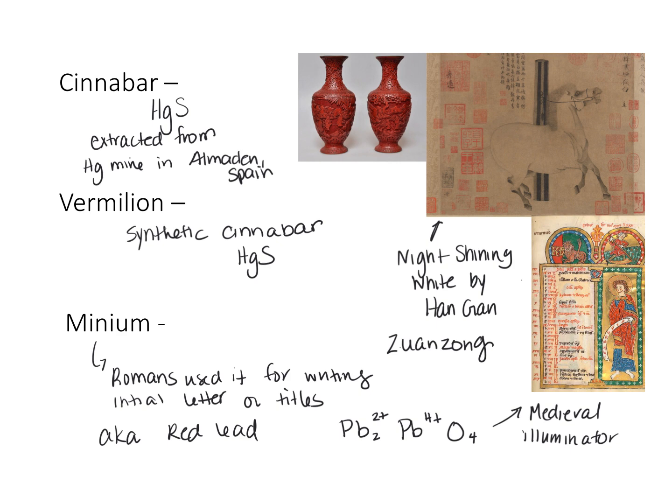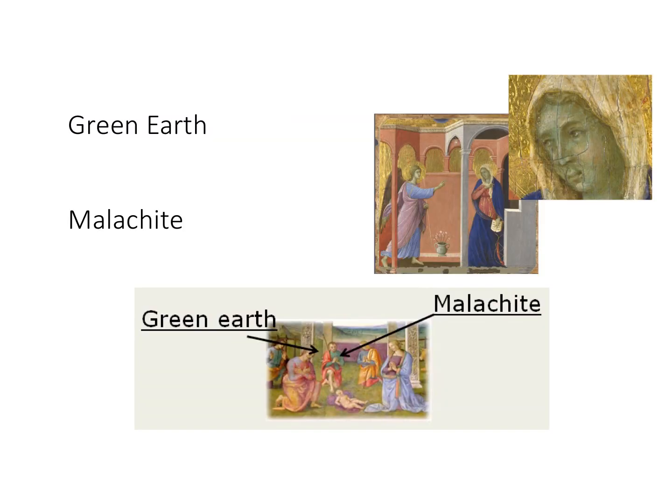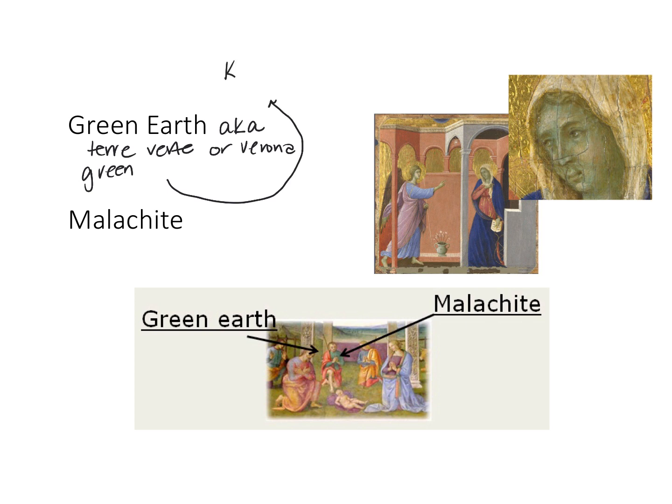Now, we talked about red. Let's talk about green. We're going to talk about two different greens. One is green earth, which is also known as terre verte, or Verona green. It's an inorganic pigment. It's derived from a couple different minerals, and it has a really complex formula. It's a potassium with aluminum, and iron 3+.